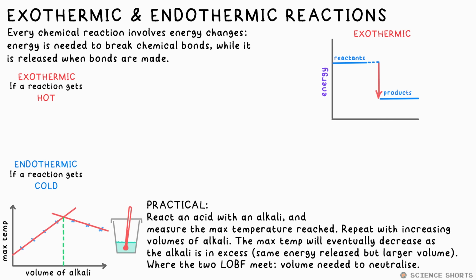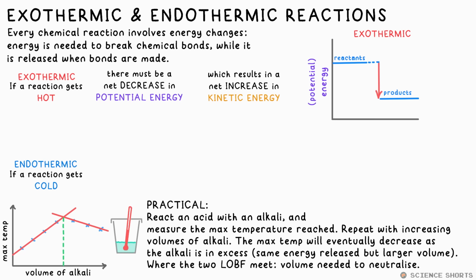Now, this is something that people get confused with. The y-axis is technically potential energy, and you hopefully should know that usually in science, potential energy and kinetic energy do a balancing act. If one goes down, the other one goes up. So, if the potential energy of the product is less than the reactants, they must have gained kinetic energy, and that always means a higher temperature. So this must be an exothermic reaction.